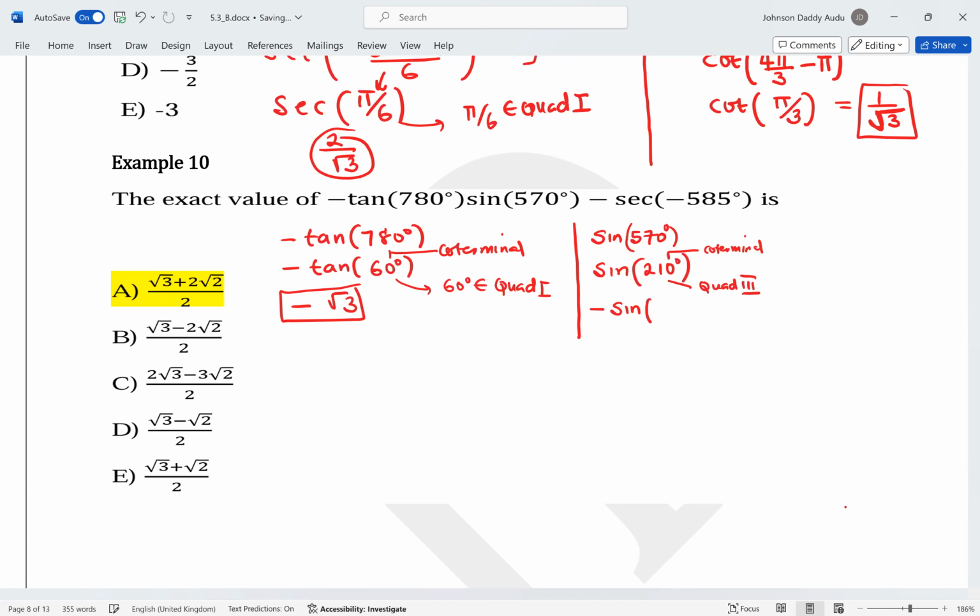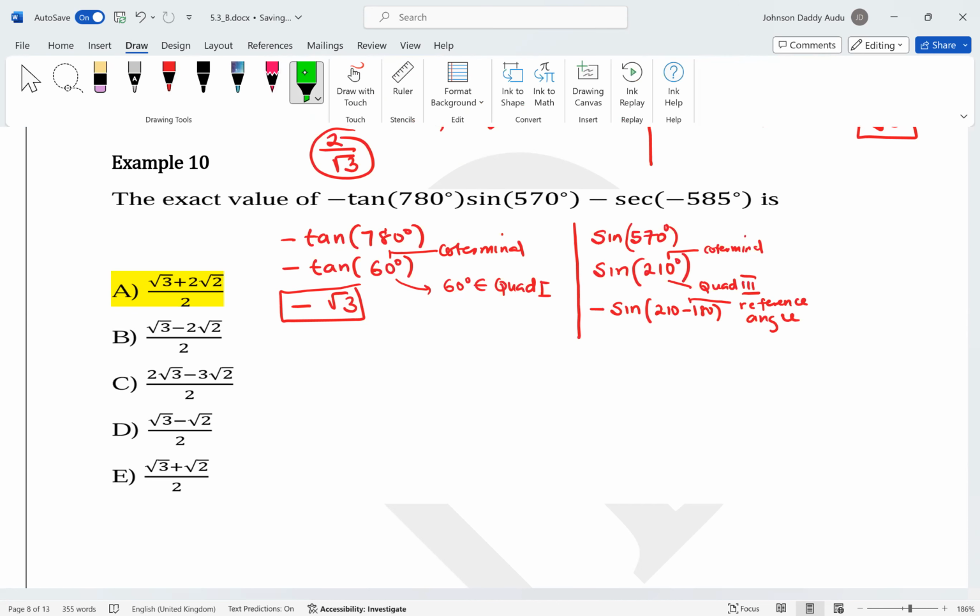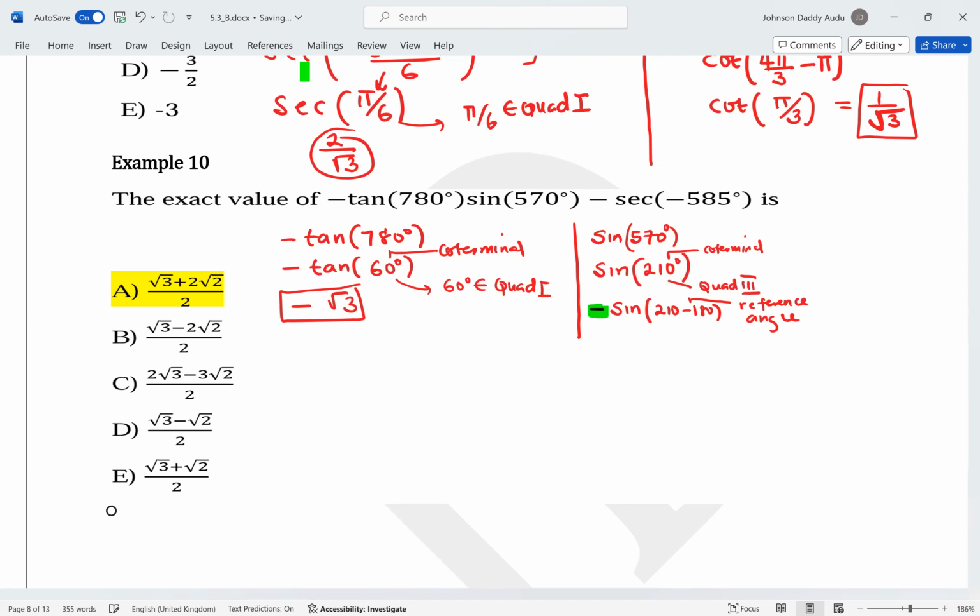Then the reference angle now will be 210 minus 180. So here we are looking for the reference angle. This is very important: this minus here, it's going to be minus simply because sine is negative in the third quadrant.